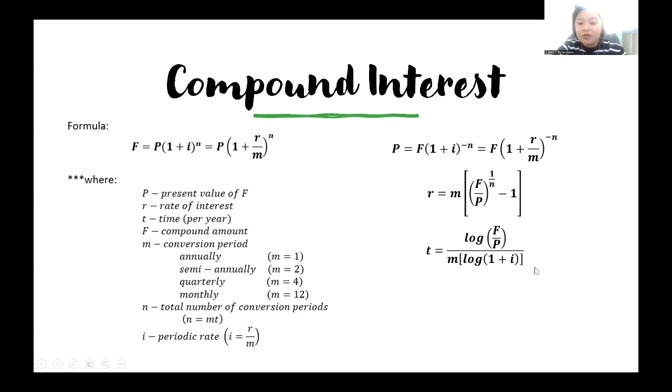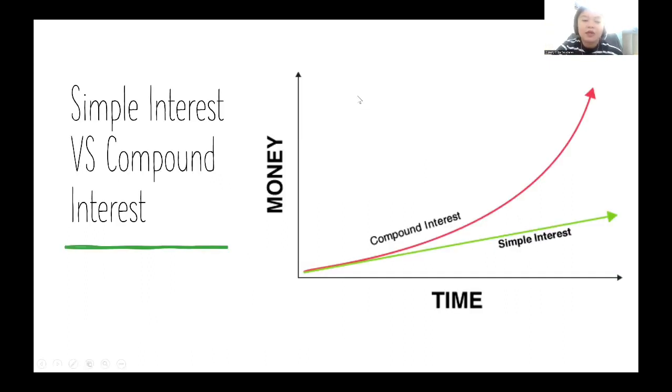And so I have here also on the right side the derived formulas for the P, if you're asked to solve for the P, if you're asked to solve for the R, or if you're asked to solve for the Q. Okay, so this is no longer the same as earlier in simple interest, we derive the formula.